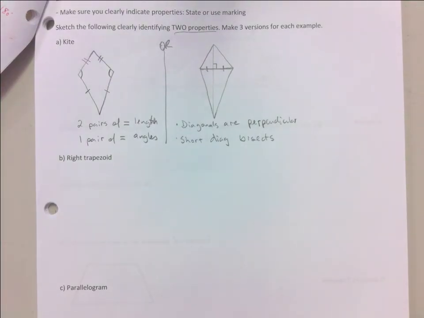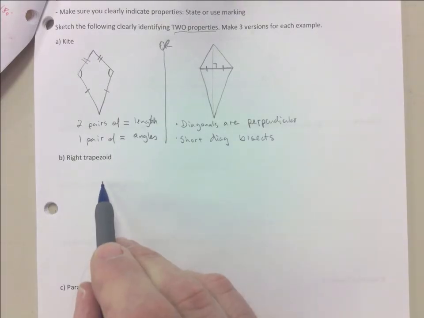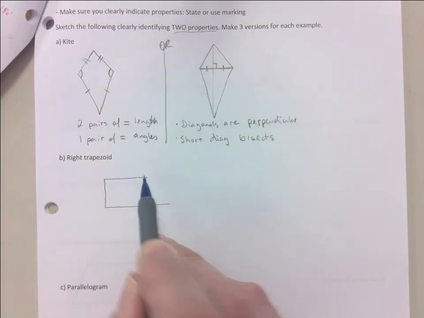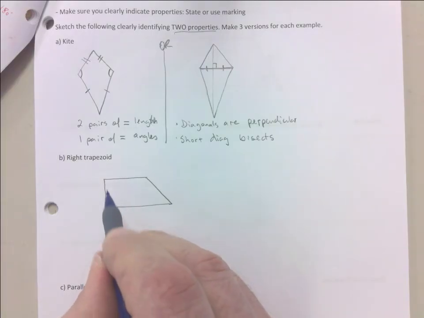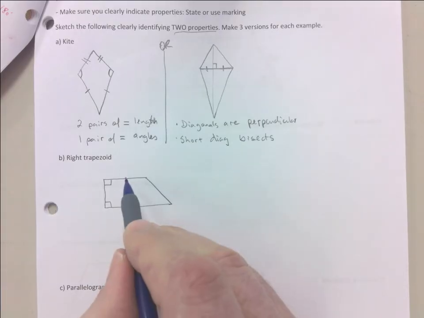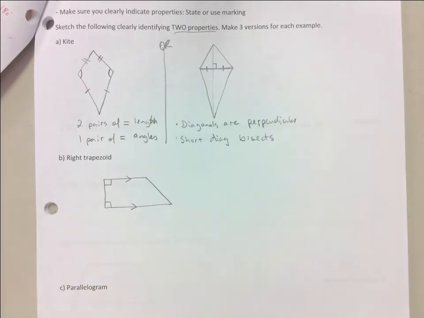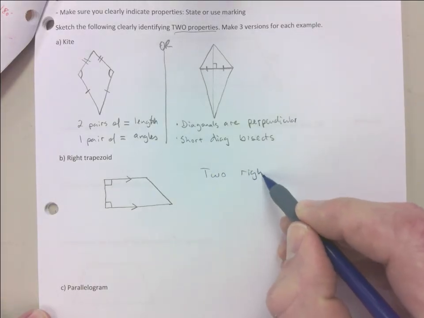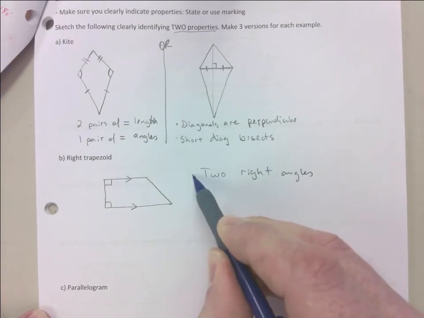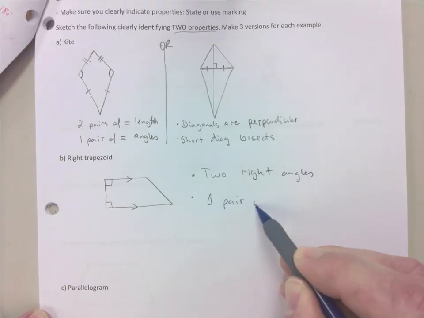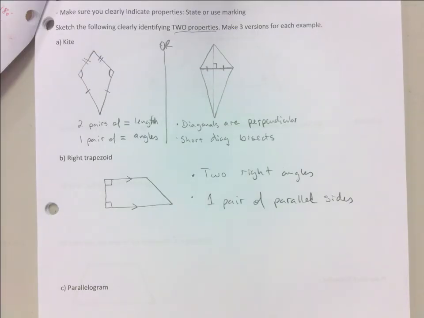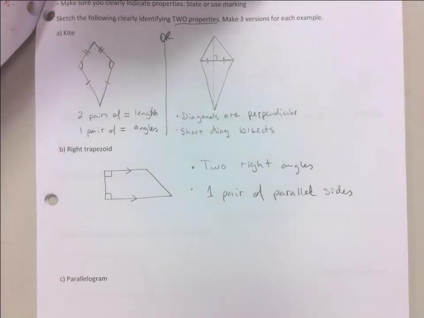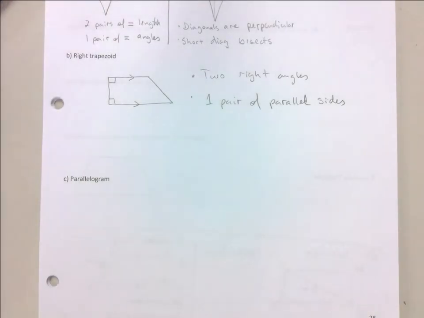A right trapezoid is probably one of the easiest ones to graph. There's not much to say about it. So, a right trapezoid looks like this. It's got 90s here on the one side, and these two lines are parallel. You're done. Okay? Two right angles and one pair of parallel sides. Done. So you either use markings or just identify it on the side using words. Okay.